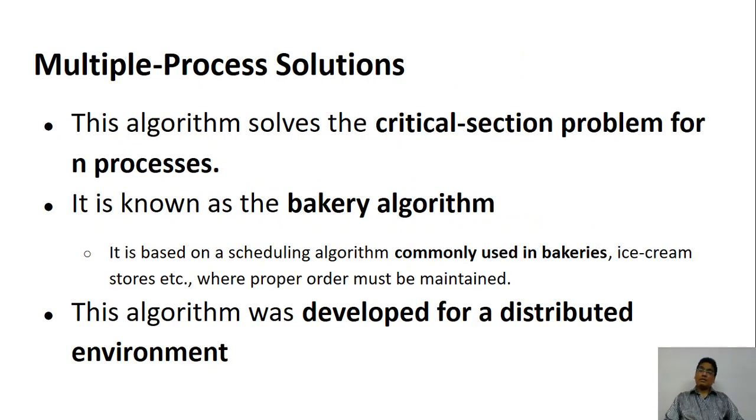Okay, now that's true for two processes, but I told you that in an operating system more than two processes can be there. So you can have a number of processes. So if there are multiple processes, that is n processes, how do you go for that? For that we have a solution, the bakery algorithm. Now why is it called the bakery algorithm? It is derived from bakeries.